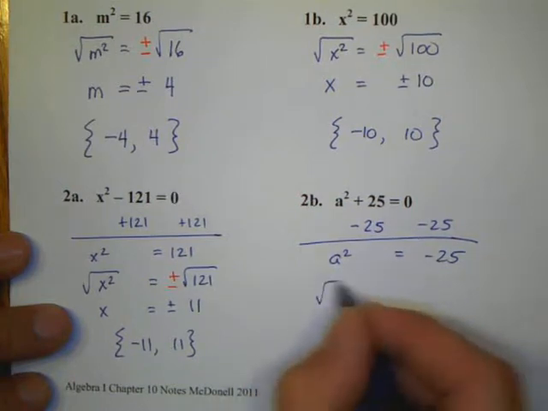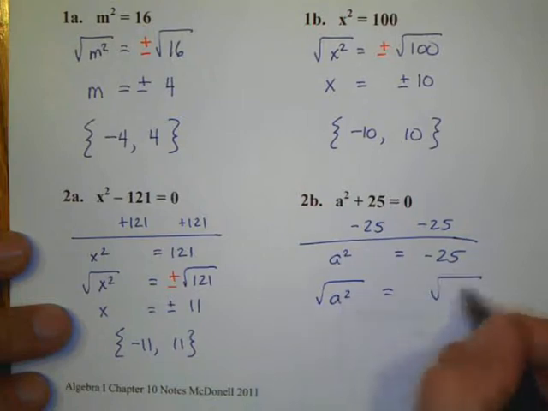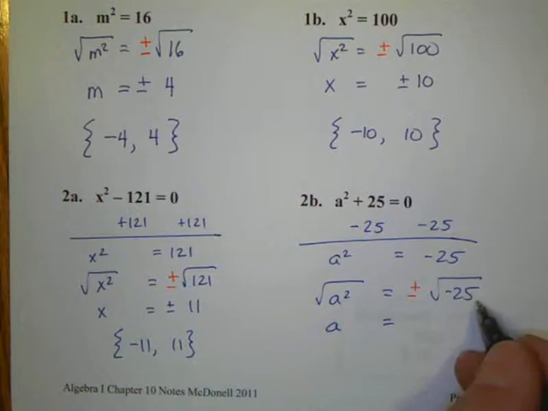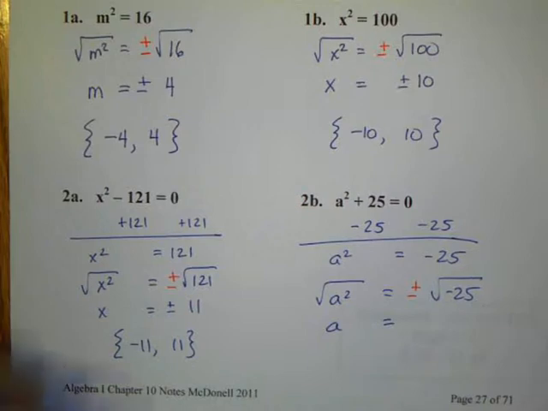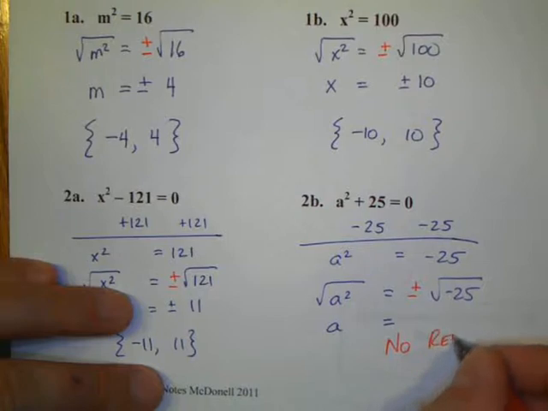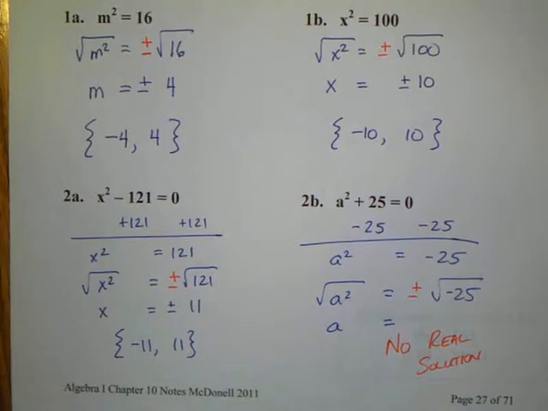Let's look at the last one for this side of the paper. To eliminate the plus 25, we minus 25 from both sides. That leaves us with a squared equals -25. Now we take the square root of both sides. Remembering once again, you have a plus or a minus out front. The square root of a squared is a. Now we have to take the square root of a negative number. Well, if you remember from a couple lessons ago, we can't take the square root of a negative number, and so we don't have a solution here. And so the only thing we can say is there's no real solution.